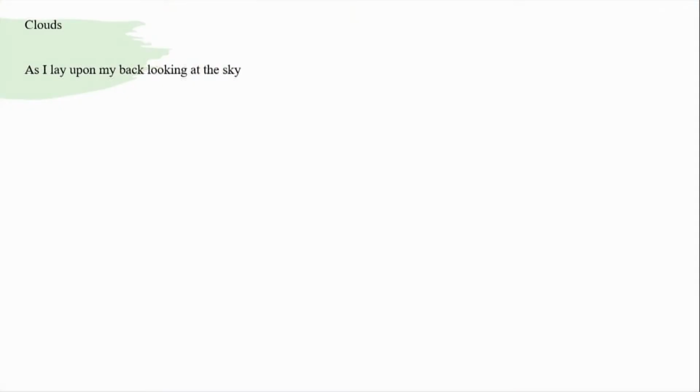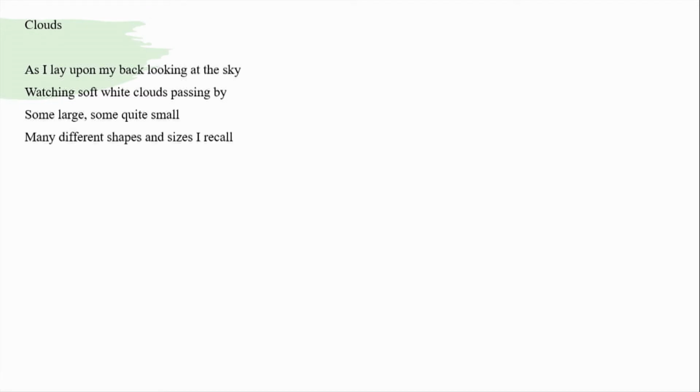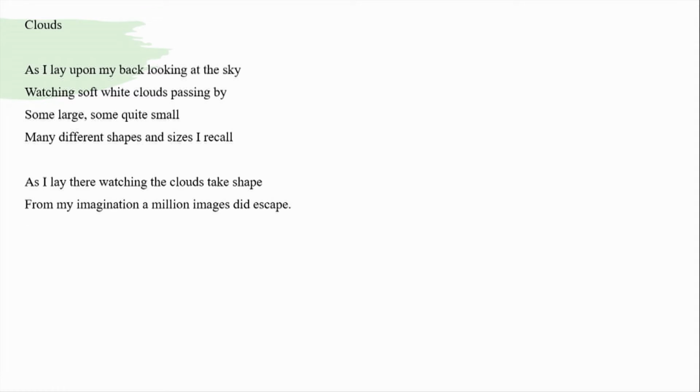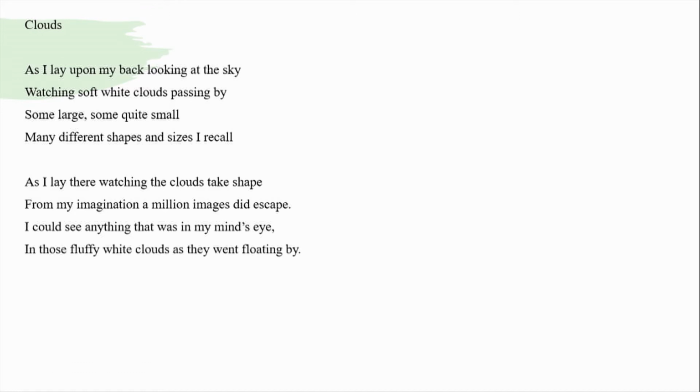As I lay upon my back looking at the sky, watching soft white clouds passing by, some large, some quite small, many different shapes and sizes I recall. As I lay there watching the clouds take shape, from my imagination a million images did escape. I could see anything that was in my mind's eyes in those fluffy white clouds as they went floating by.